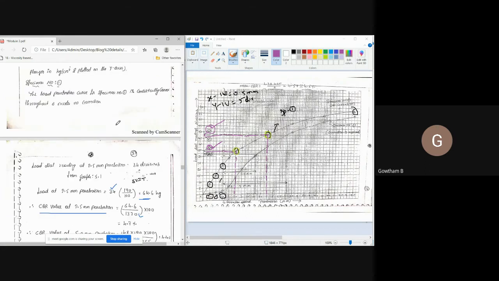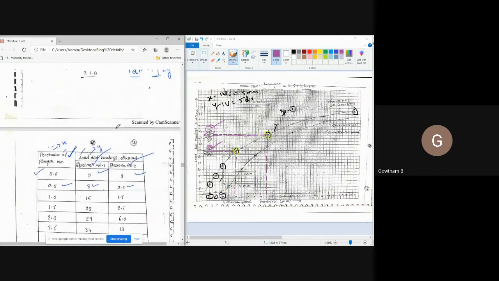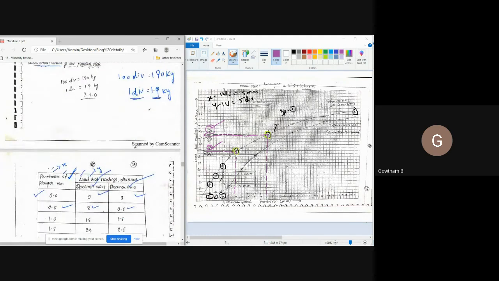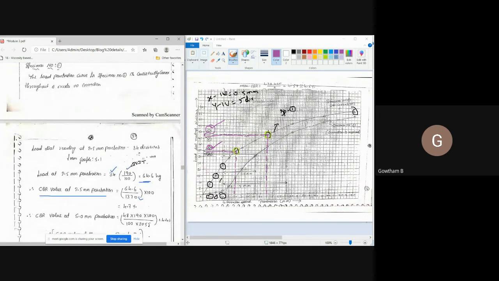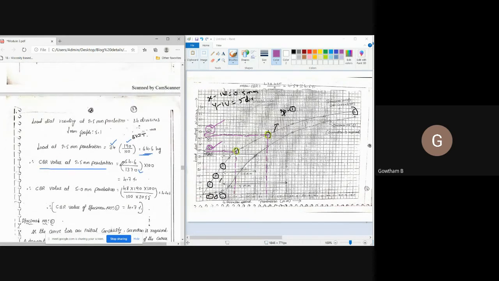That 34 divisions is equal to how much? One division represents 1.9 kg. Therefore, 34 multiplied by 1.9 is equal to 64.6 kg. As per the CBR definition, the CBR value at 2.5 mm penetration is equal to 64.6 divided by the standard load at 2.5 mm penetration, which is 1370, whole multiplied by 100.